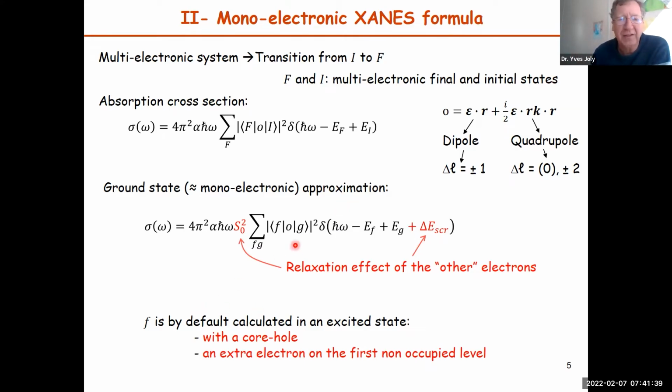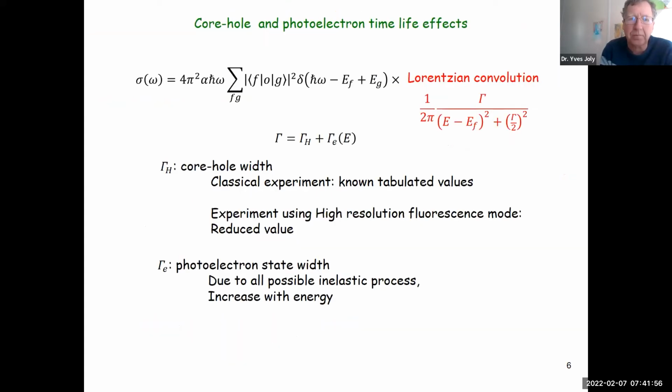So now F is by default calculated in an excited state, that is with a core hole. There is, for example, a 1s core hole, and you also have an extra electron on the first non-occupied level. So now you have this formula a bit simplified, and in practice you make this calculation, but you also have to take into account the core hole lifetime.